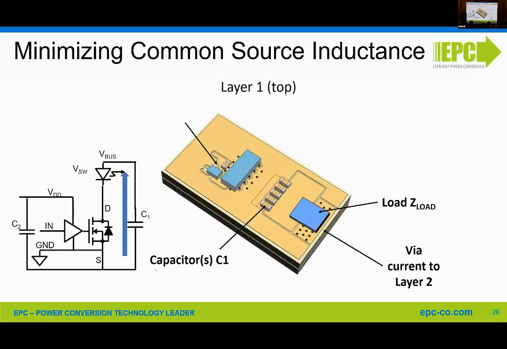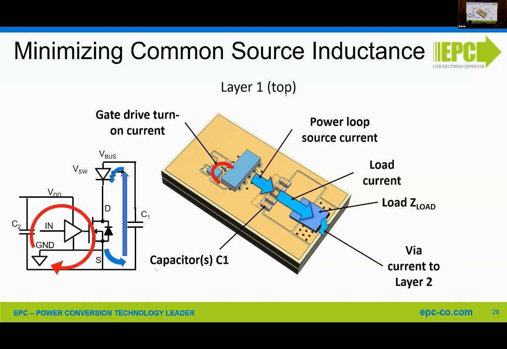So what we're going to have is the current going from the capacitors into the laser and then returning on the second layer. Okay. So what we want to do is minimize the common source inductance. In this case, the gate drive loop goes in the opposite direction of the power loop, as shown by the red arrow. And then the load current is going to go in the opposite direction.